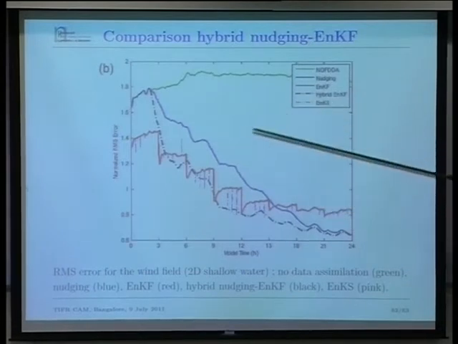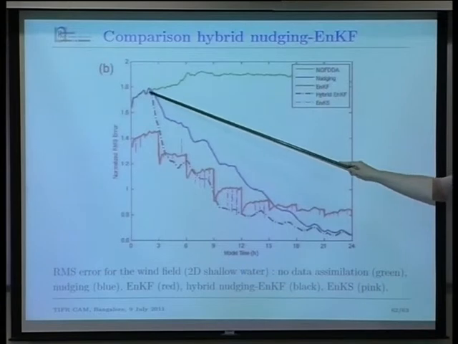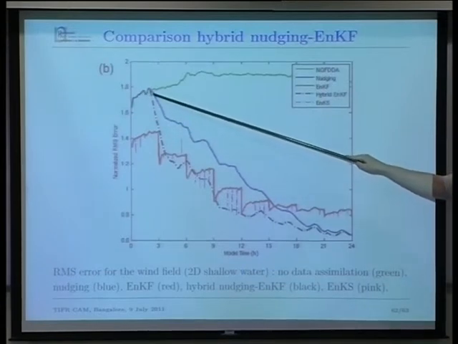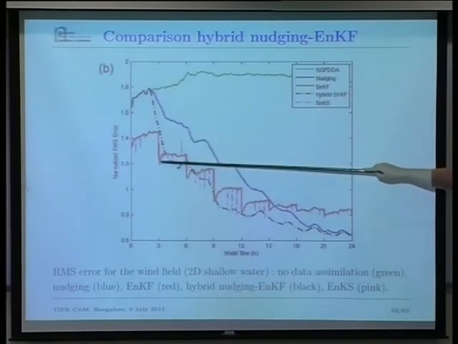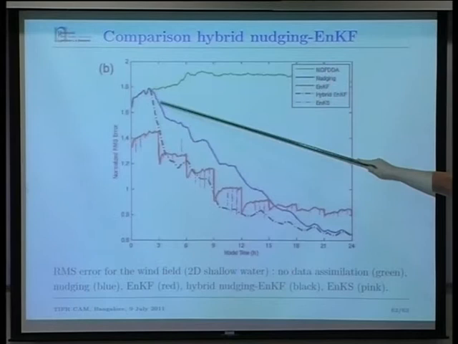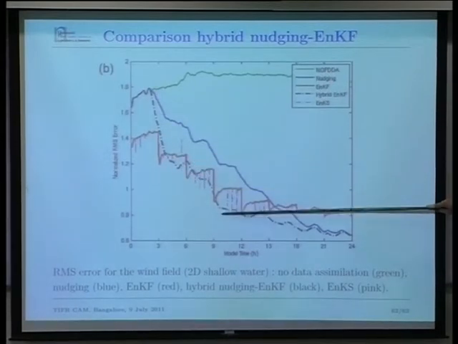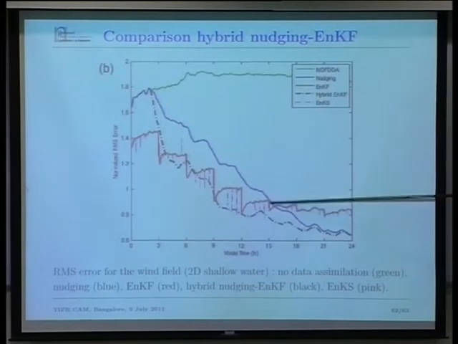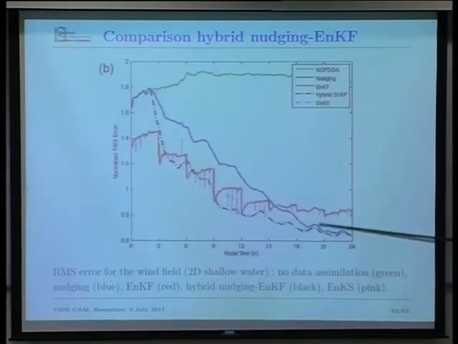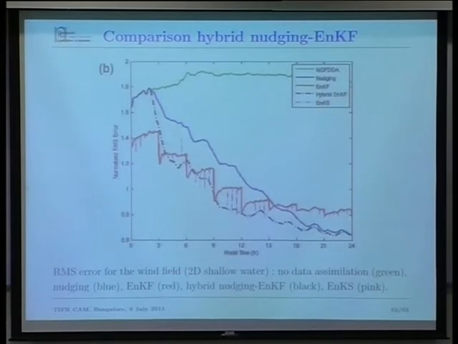And what is good is that with the hybrid ensemble Kalman filter nudging, at the beginning it's simply the nudging, and then here you have the corrections of the ensemble Kalman filter, and you can see that the black curve is smoother. There is no peak, no step here at the corrections, the observation times. So you get something smoother and better than the ensemble Kalman filter itself.